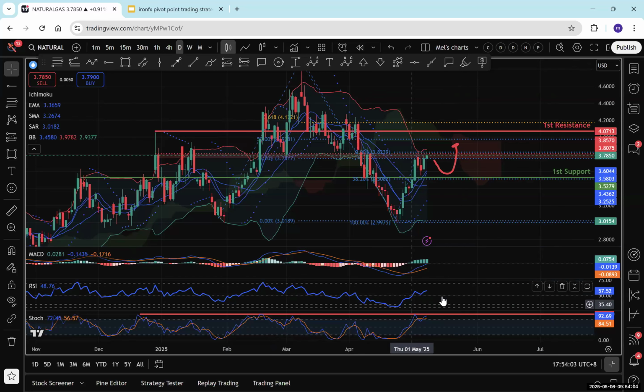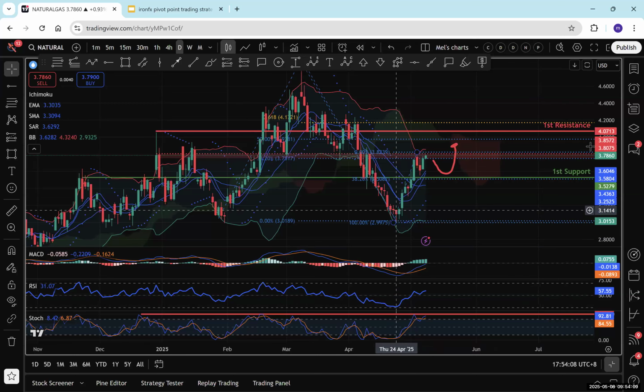On the other hand, RSI is not really telling us much. It's also moving upwards, so that's fine as well.